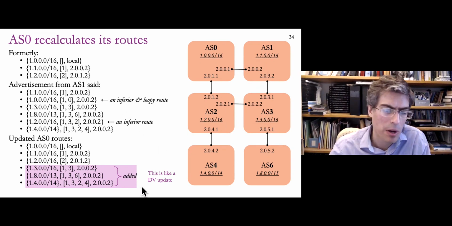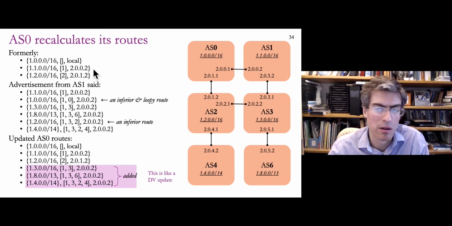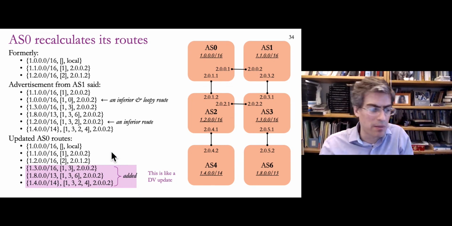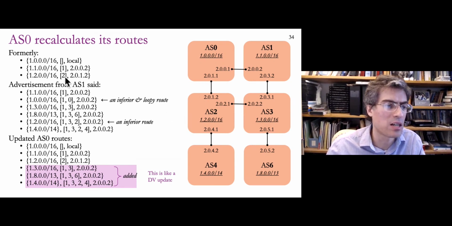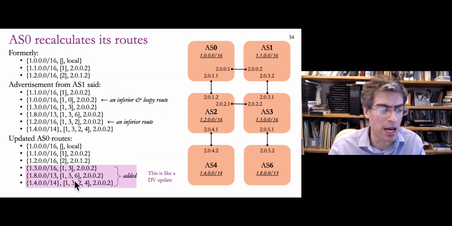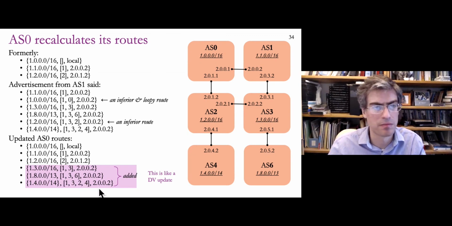Okay, but among this advertisement, there is new information that's useful. Apart from that inferior information I mentioned, there is information about reaching AS3, AS4, and AS6. That information is not at all available. There's no prior, better way to get there that's known to AS0. So that will all be added to AS0's routes. This is like a distance vector update. Previously, the cost to get there was infinity. It found a better way, so it adds that to its routes. Okay.